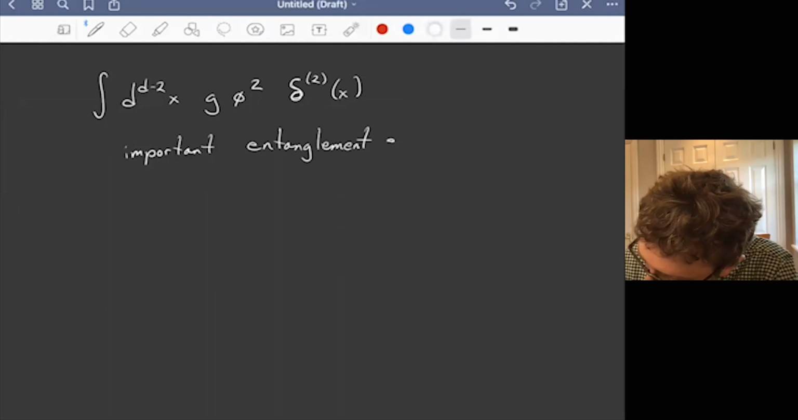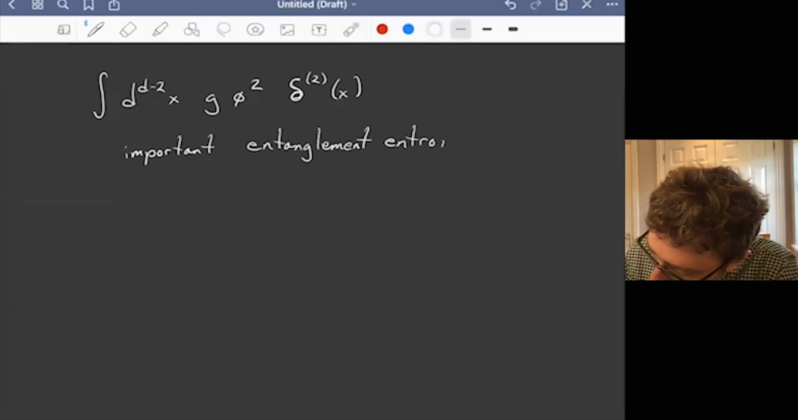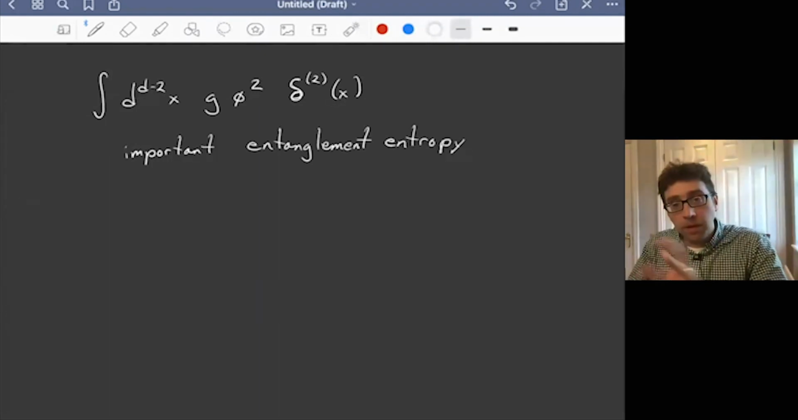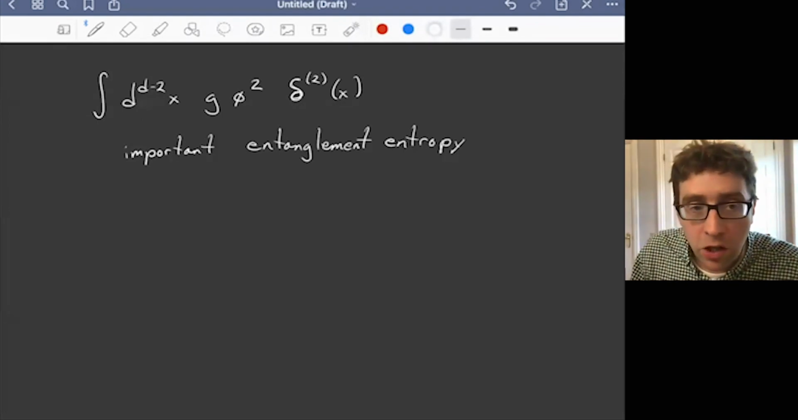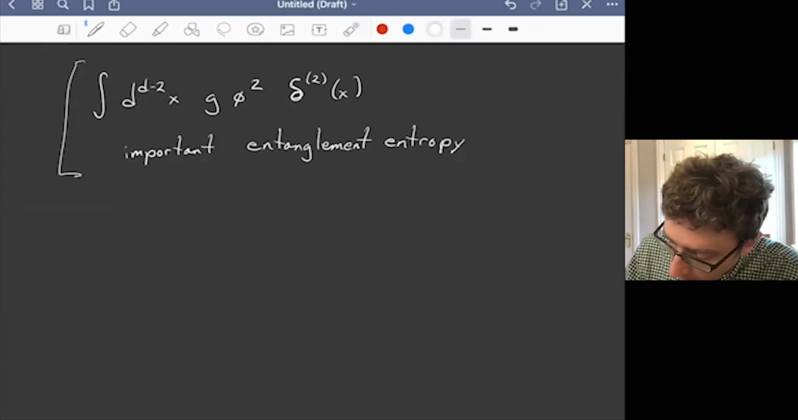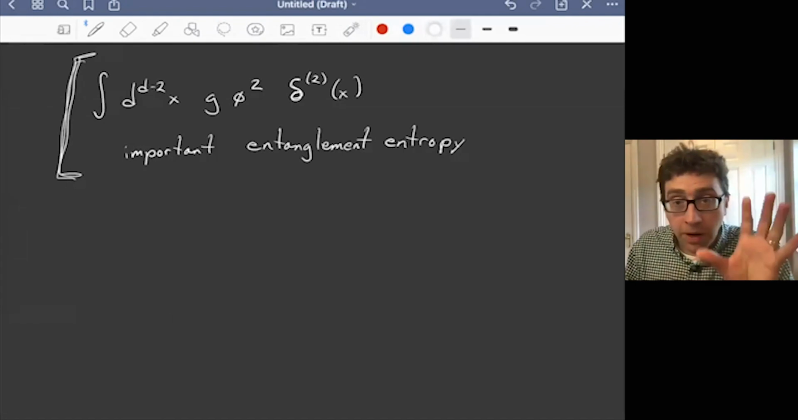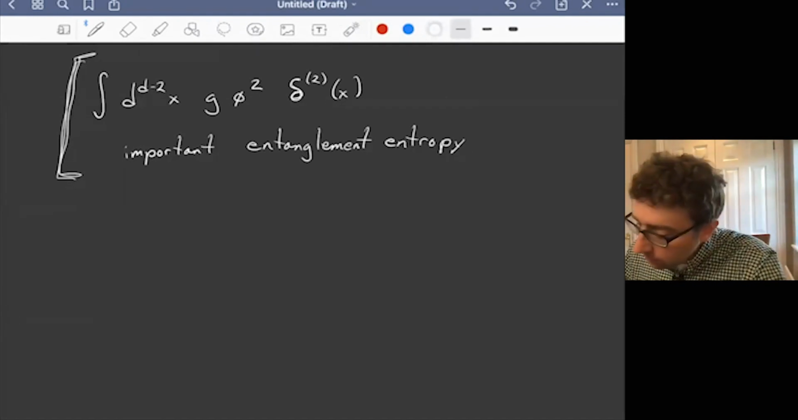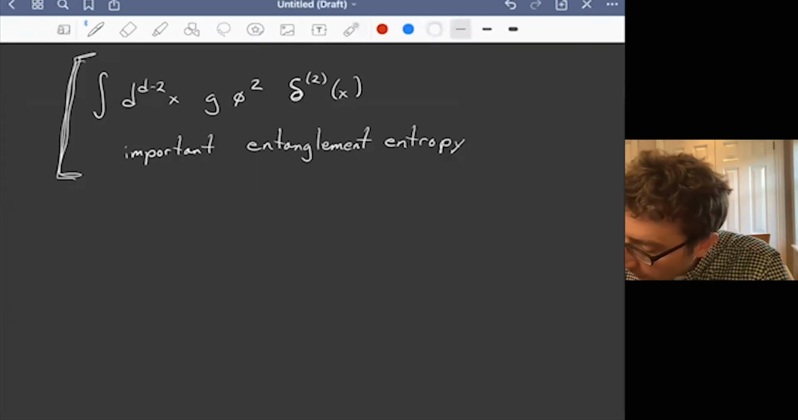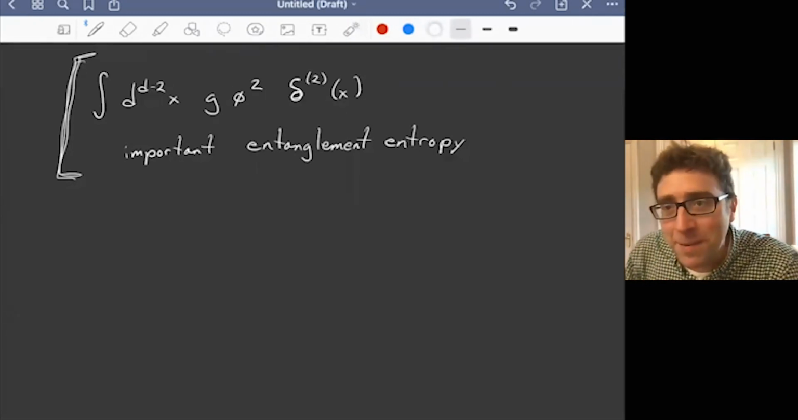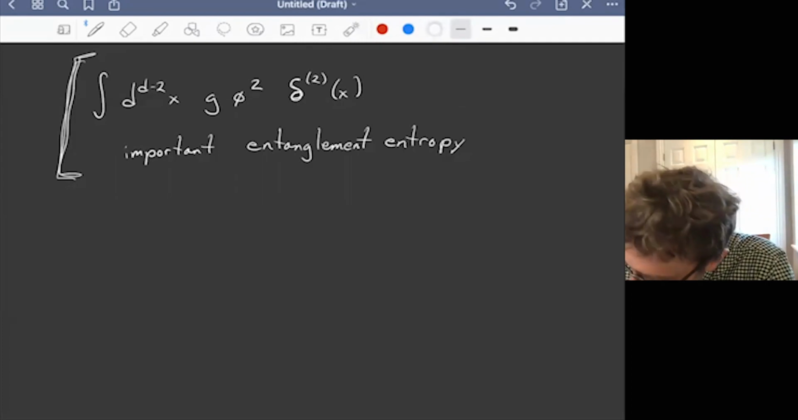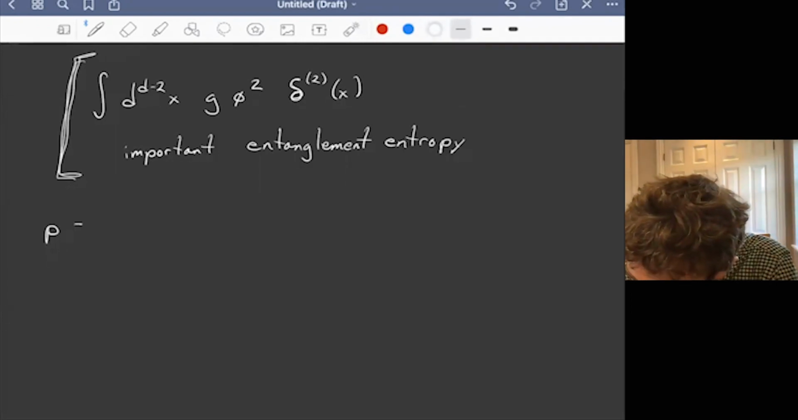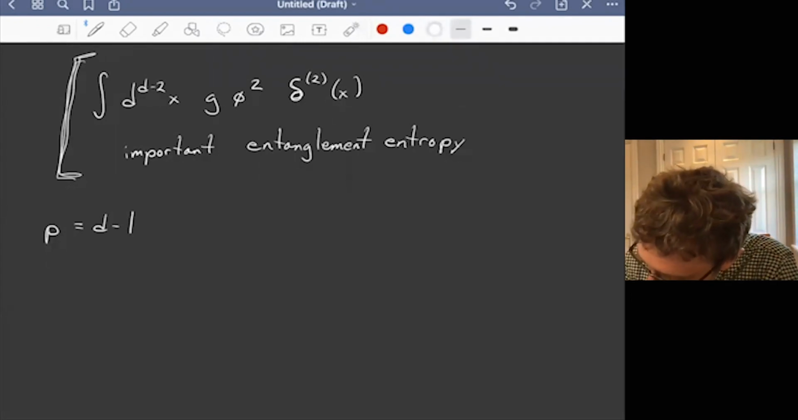You wanted to compute the entanglement entropy of a free scalar field using something called the replica trick. You wind up having to add this term, or at least to understand the presence or absence of this term in the action. Let's do one more example here, and I'll let you work out the full case on your own. Let's think about the case where the codimension is 1. So p is d minus 1. So this is case 2.